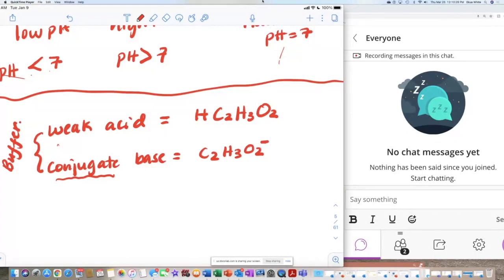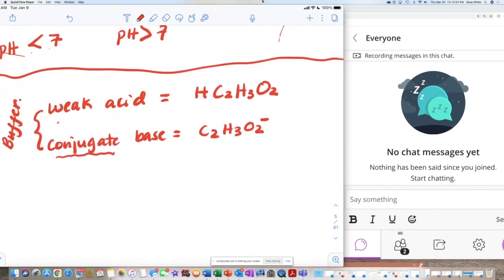Now let's talk about what's happening in real life. Say, fast forward years later, you're working a job where you have to make a buffer. And then you realize, oh, I'm trying to make an acetic acid buffer, a weak acid buffer. I don't have the conjugate base. I want to buy it. So I'm going to call Sigma Aldrich, a company that produces chemicals, and I want to buy the conjugate base.